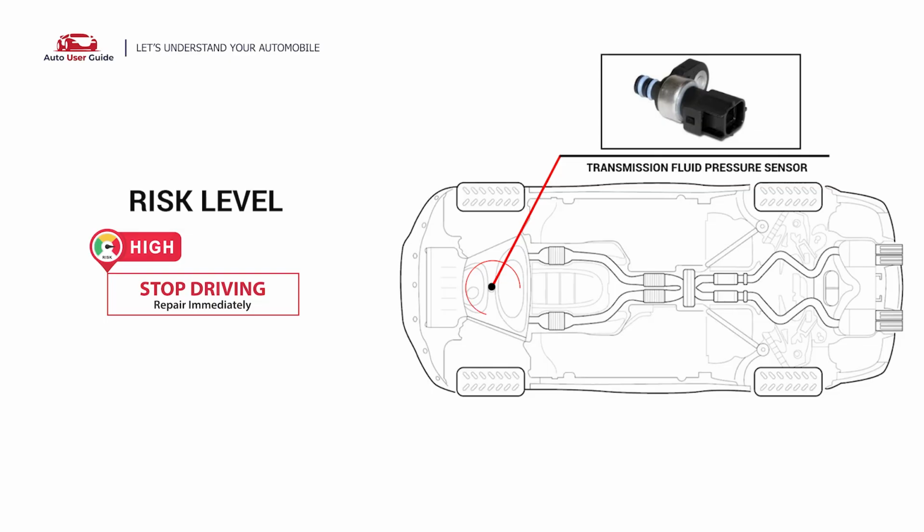The P0847 engine code indicates the vehicle's powertrain or transmission control module detects an abnormally low voltage signal from the pressure sensor, suggesting an electrical fault or extremely low hydraulic pressure in the system. Under this circumstance, stop driving and repair your vehicle immediately.